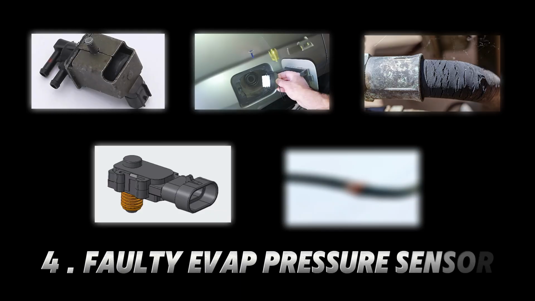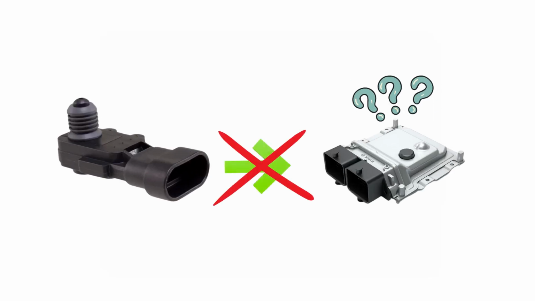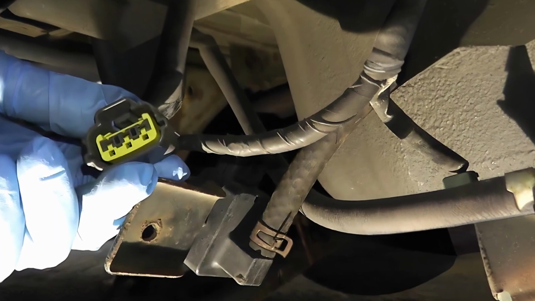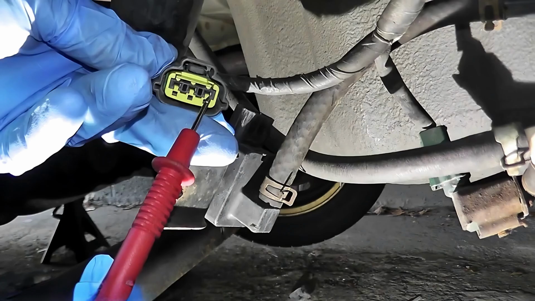Number 4. Faulty EVAP pressure sensor. If the sensor provides incorrect readings, it can confuse the ECU and trigger the code. Look for signs of clogging or fuel saturation in the charcoal canister. If it's clogged, replace it.